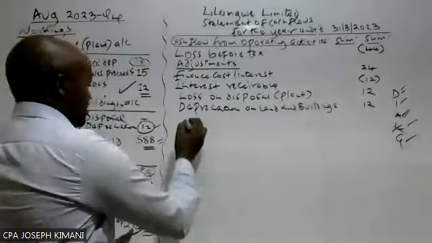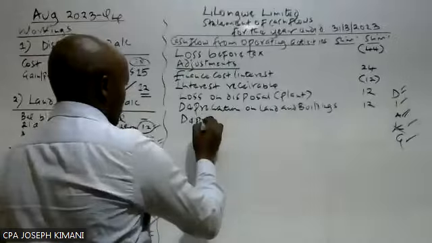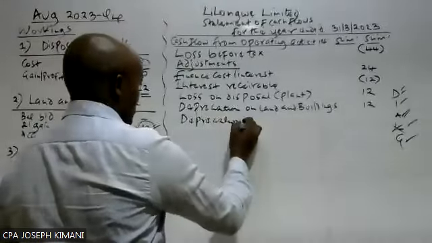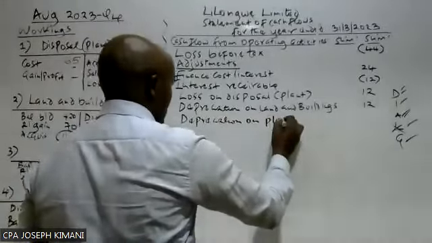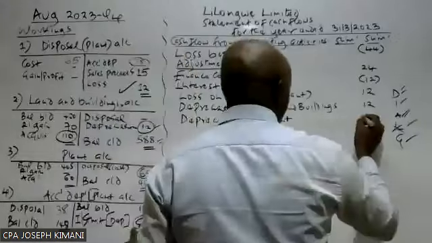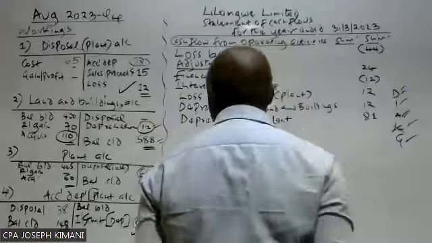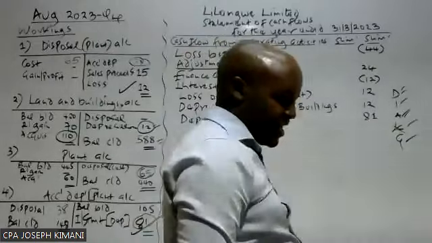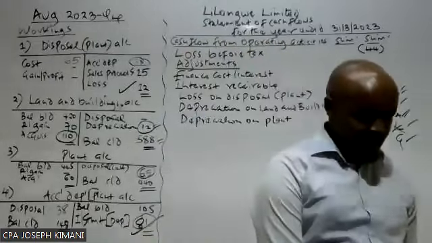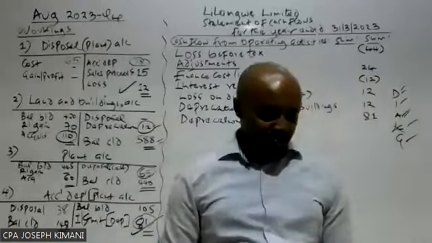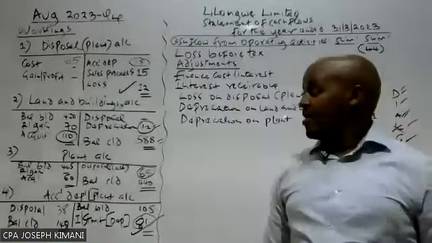Depreciation on plant. How much is it? Is a figure of 81. Equally, we add it back because it was deducted in arriving at what? At that. And basically, that is a non-cash item. So I think those are some of the items we have in our workings here.